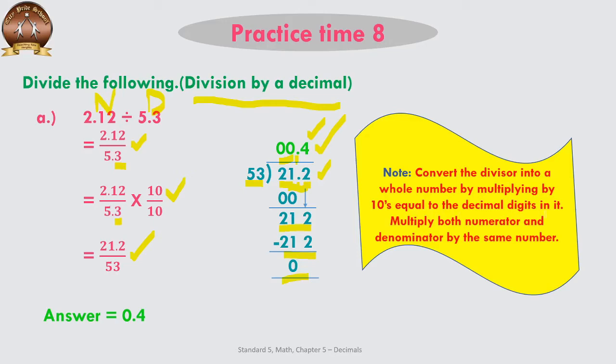The important point to be noted here is to convert the divisor into a whole number by multiplying by tens equal to the decimal digits in it. Like in the divisor here, we had only one decimal place, so we multiplied by 10. If it would have two decimal places, we would multiply it by 100. Multiply both numerator and denominator by the same number.